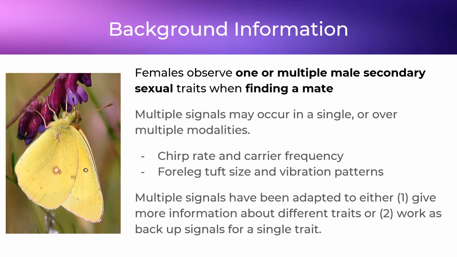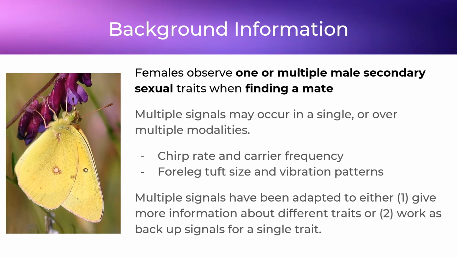A little background information. Females of this butterfly species often observe one or more male secondary sexual traits when they're trying to find a mate. Earlier we discussed how this study is going to be looking at multimodal signaling, and all this means is that signals can either occur over a single or multiple modalities. Examples of this could be chirp rate and carrier frequency that would both be auditory, or foreleg tuft size and vibration patterns, which would be tactile and visual.